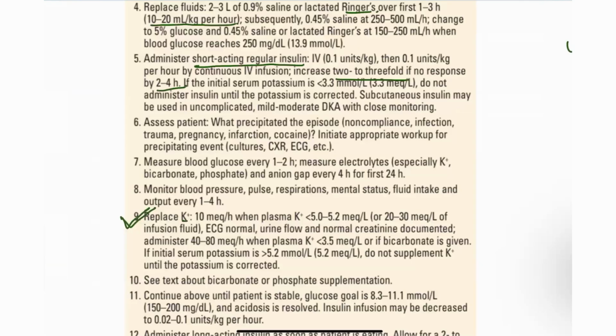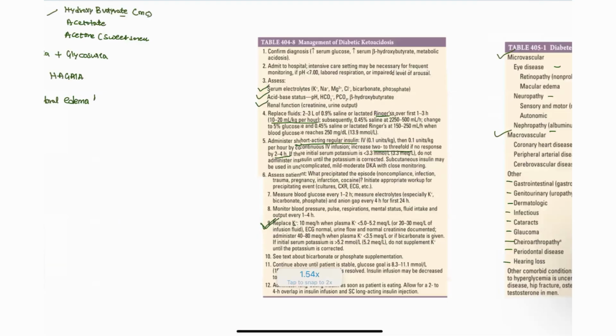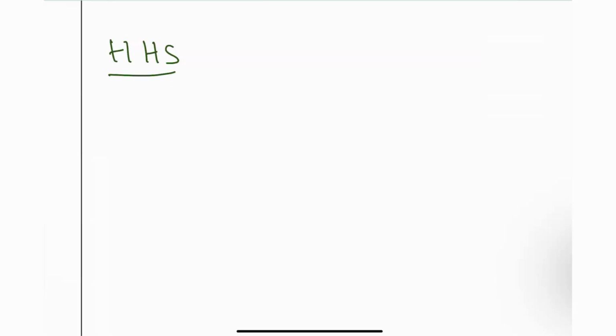If it is less than 5.4, or less than 3.5, you really have to start the potassium, or else it will be detrimental to the patient, with arrhythmias and death also. So this is the treatment protocol that we are going to use for patients with DKA. Okay, now we are going to discuss another condition, that is hyperglycemic hyperosmolar state.